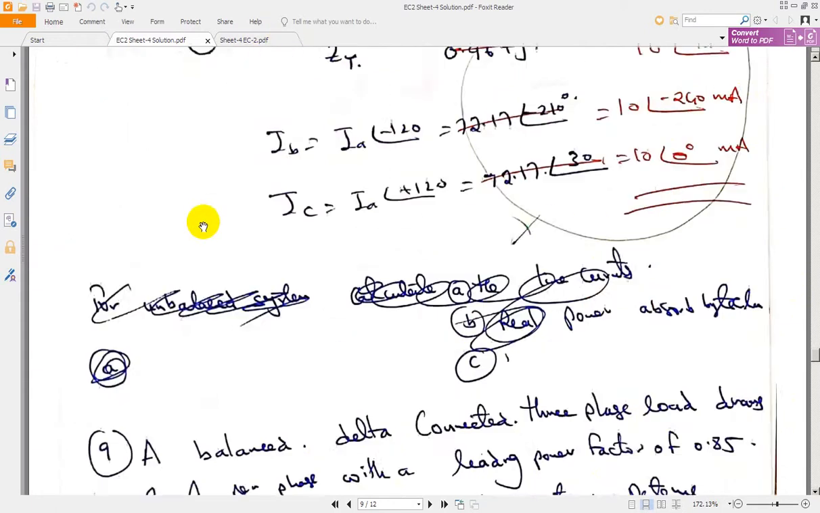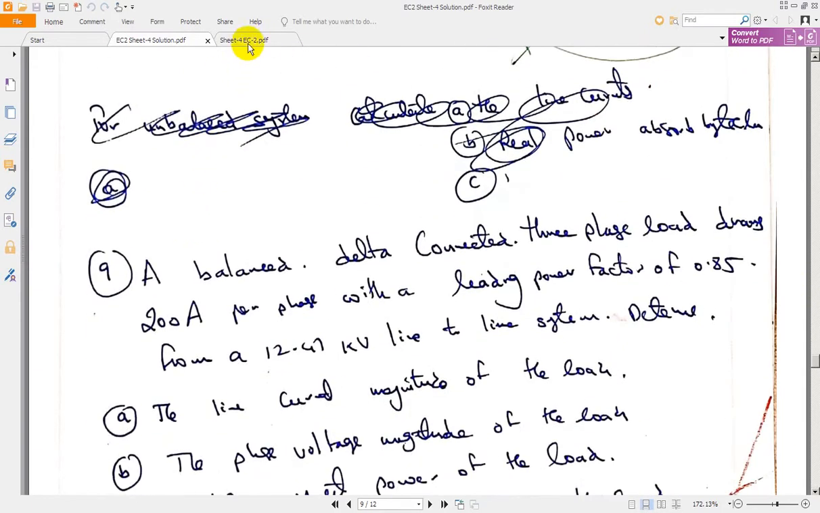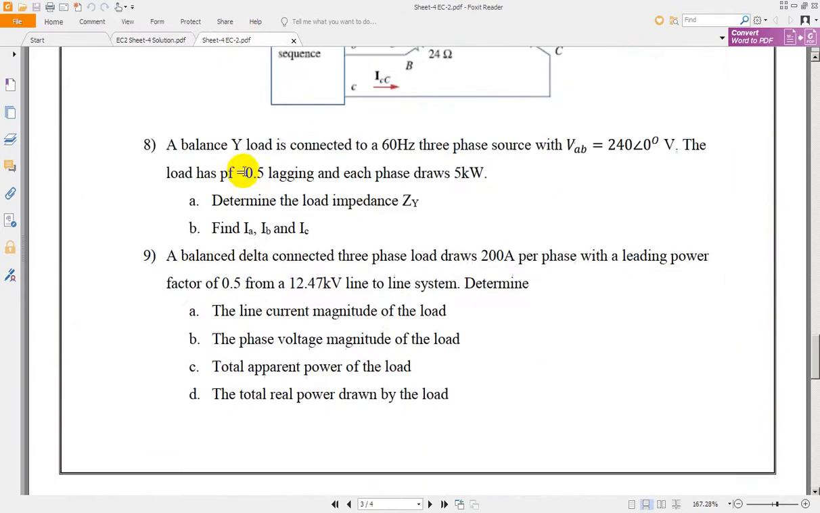Coming to question number 9, we have a balanced delta connected 3-phase load which is drawing 200 amperes per phase with a leading power factor of 0.5 from a 12.47 kilovolt line to line system. We need to determine the line current magnitude of the load, the phase voltage magnitude of the load, the total apparent power of the load, the total real power of the load.